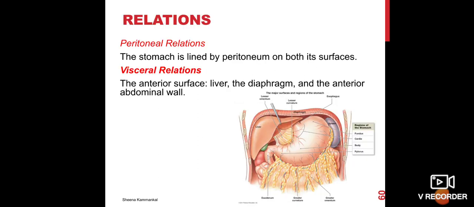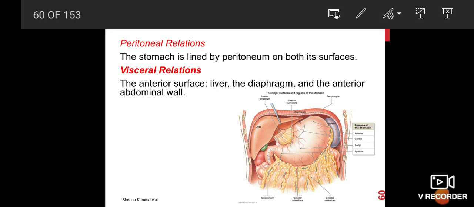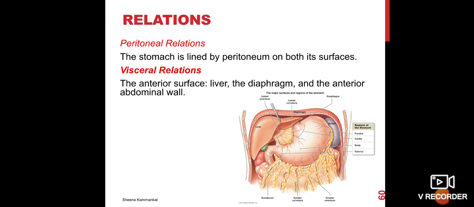While seeing its relations, since it is a visceral organ, this organ will have 2 relations: the relation with the peritoneum and the relation with other visceral organs. Peritoneal relations means the peritoneal coverings related to the particular visceral organ. The stomach is lined by peritoneum. It is a peritoneal organ. It can move. It's not retroperitoneal and it's not fixed to the posterior abdominal wall. It is a movable structure because it has a covering of peritoneum. So the stomach is lined by peritoneum on both sides.